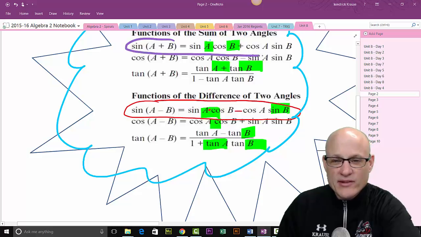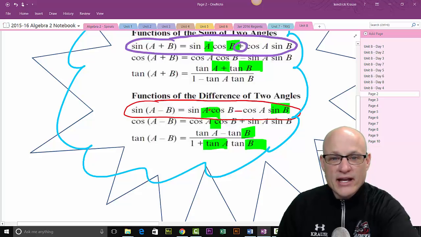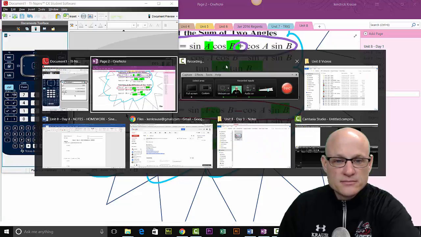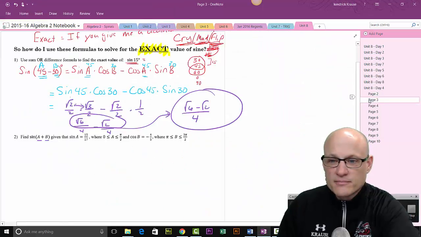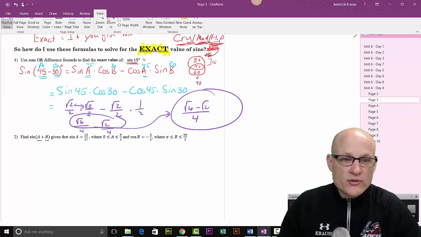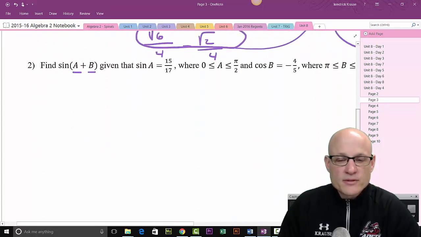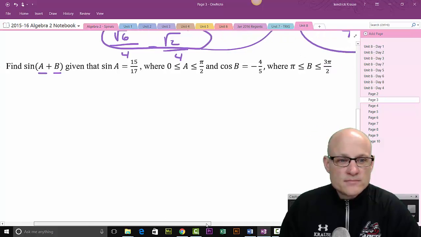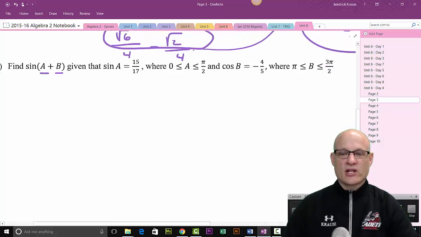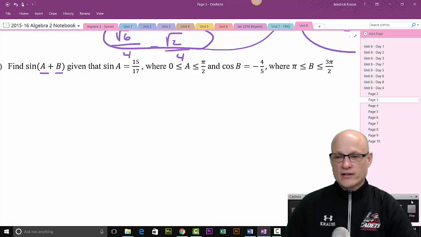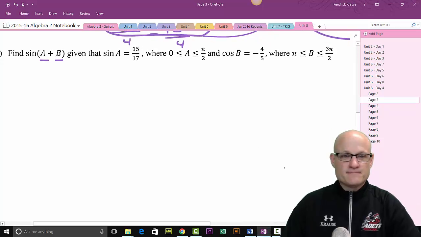Well, this is exactly the same as the cosine formula. The only difference is we're going to add when we do the sum formula. So it's sine A, cosine B, cosine A, sine B. So let me blow this up so you can see it. There's a ton going on here. So let's see what we got.